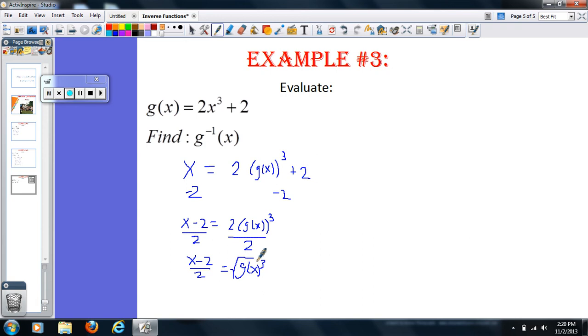And now, if it was squared, we would take the square root. If it's cubed, we take the cube root. So you get g inverse of x equals the cube root of x minus 2 over 2. And here's our answer. Okay? So these really aren't all that hard. It's just like as if you had y and you were solving for y. It's pretty much the same idea.